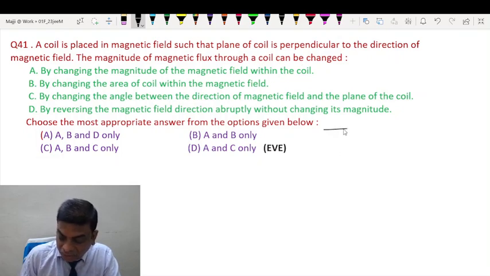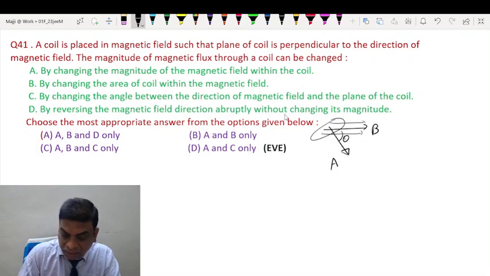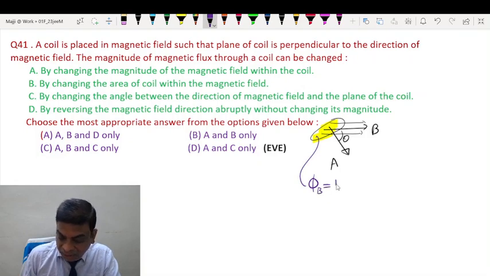Now suppose this is a magnetic field and this is a coil. The magnetic field is like this and the area vector of the coil makes an angle theta. So what is the magnetic flux associated with this coil? The magnetic flux associated with the coil is N A B cos theta, where N is the number of turns. There can be more than 1 turn. Okay, you can see flux depends on all these conditions.